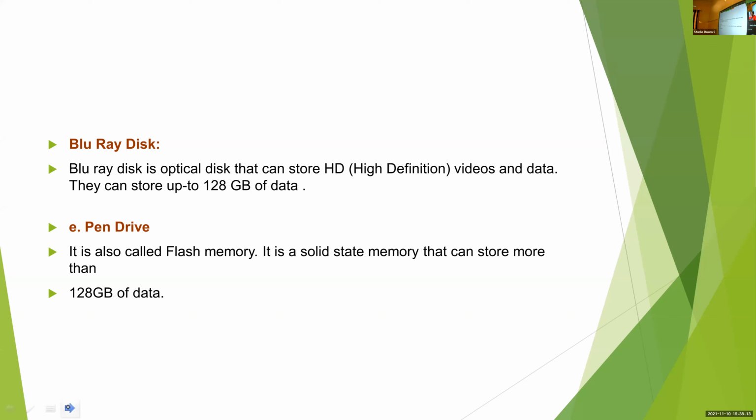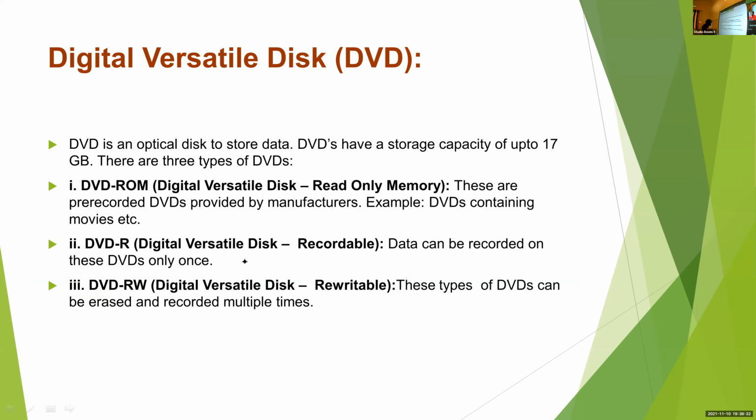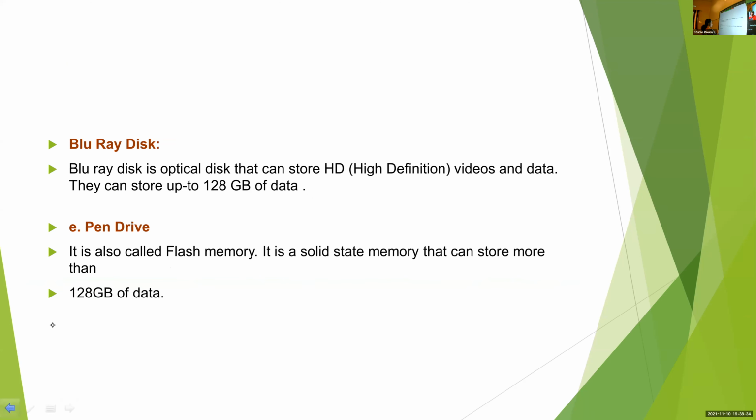Next one is pen drive. Pen drive is one of the common secondary storage devices we are using. The alternate name for this pen drive is flash memory. You want to learn this term. It is also called flash memory. It is a solid state memory that can store more than 128 GB of data.